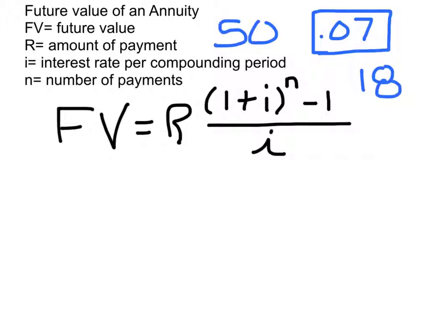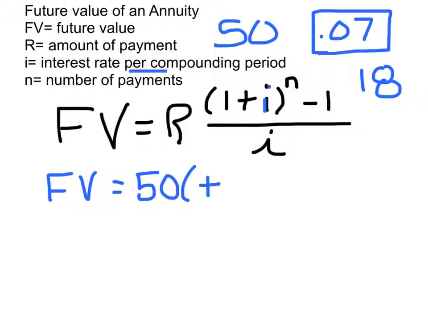So for this problem, to find the future value, like how much your college fund would have in it, we're going to take $50 a month times 1 plus, and in this problem, this i for interest rate is the interest rate per compounding period. And so if I'm putting away money monthly in this case, this is going to be 0.07 over 12. So 1 plus 0.07 over 12.